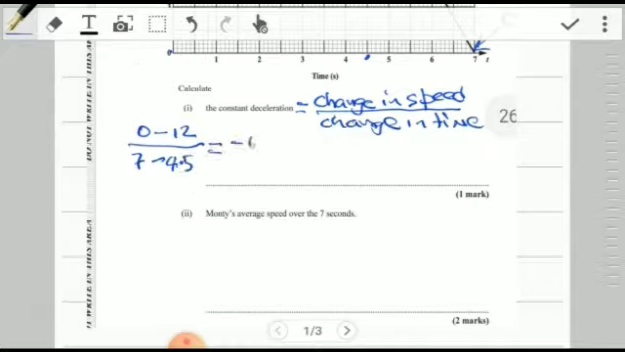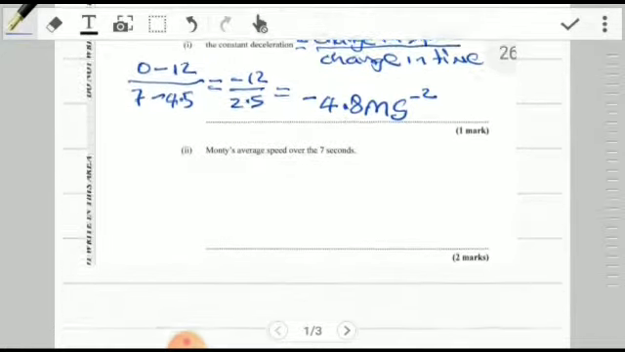So we're looking at negative 12 over 2.5. When you calculate this, we get negative 4.8 meters per second squared. So that's the constant deceleration. Another way to explain it is that it is dropping its speed at a rate of 4.8 meters per second for every second. So after 2.5 seconds, it reaches 0. All right, let's look at the other question.